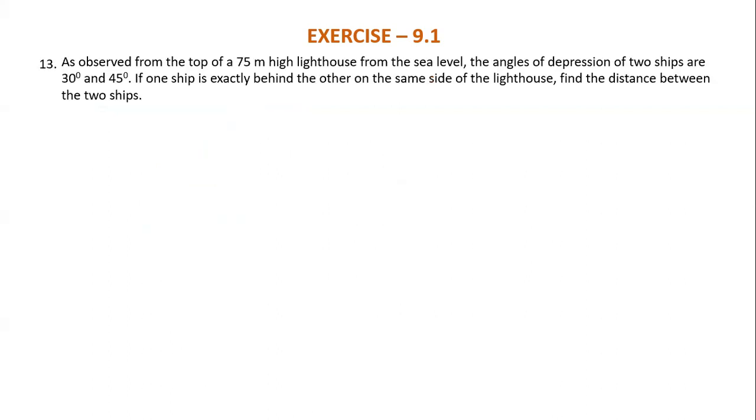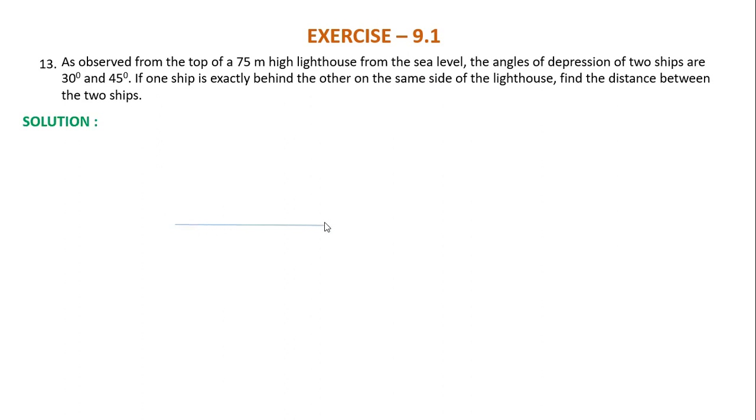Thirteenth question. As observed from the top of a 75-meter high lighthouse from the sea level, the angle of depression of two ships are 45 degrees and 30 degrees. If one ship is exactly behind the other on the same side of the lighthouse, find the distance between the two ships. Solution.